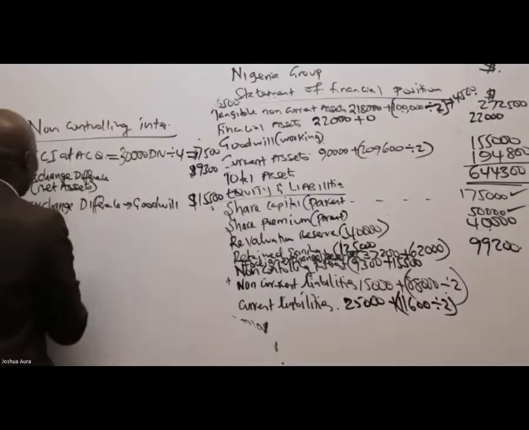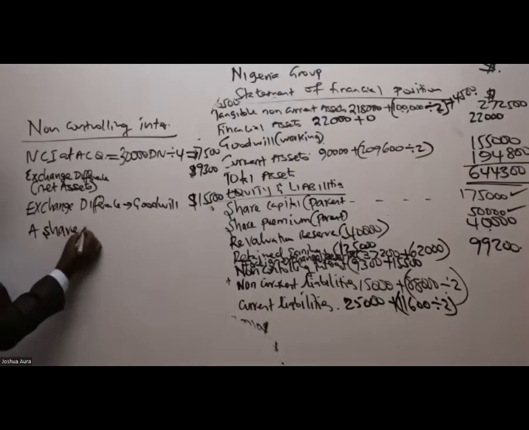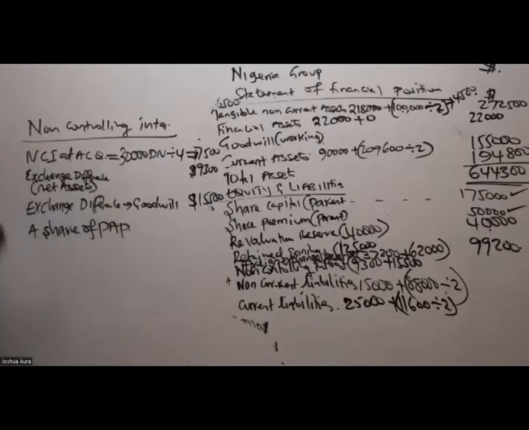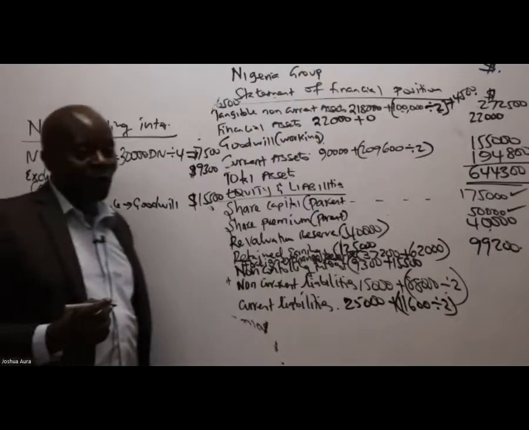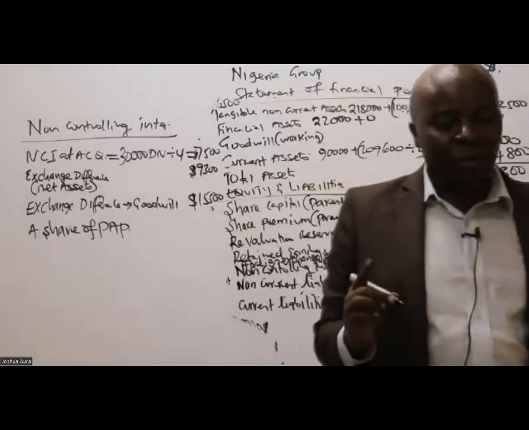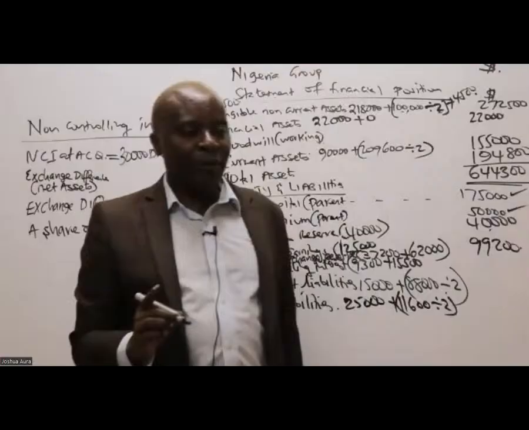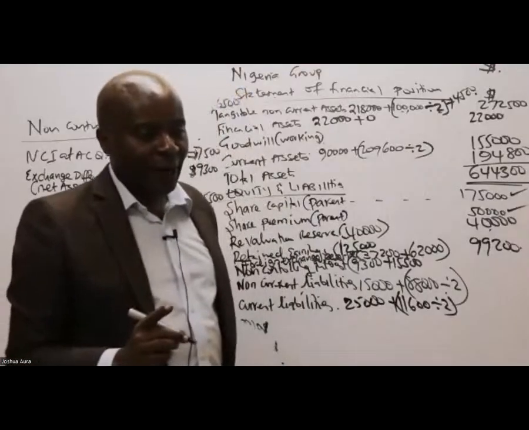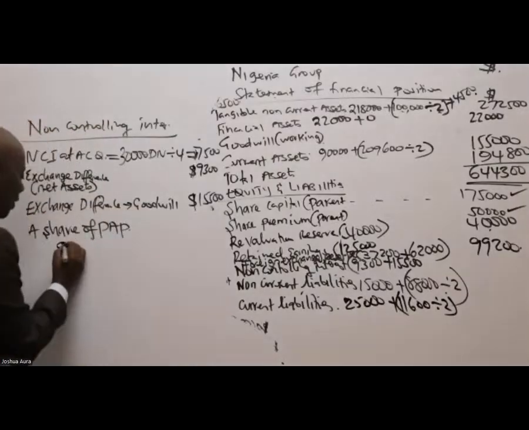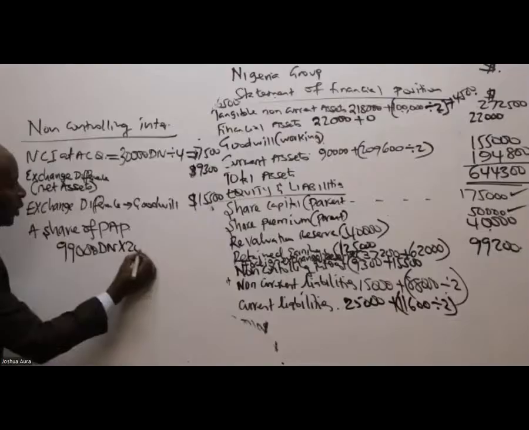Also, these guys must always get a share of PARP. Is there anybody who is able to remember our PARP figure? It was in DNs. Our PARP figure is 99,000 DNs. So of these 99,000 DNs, we are only giving them their share.